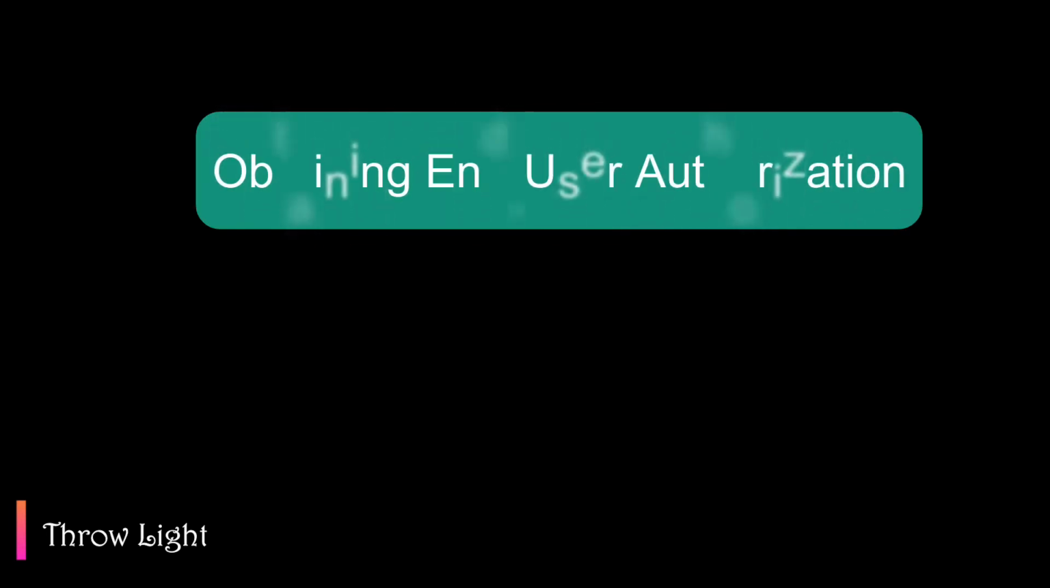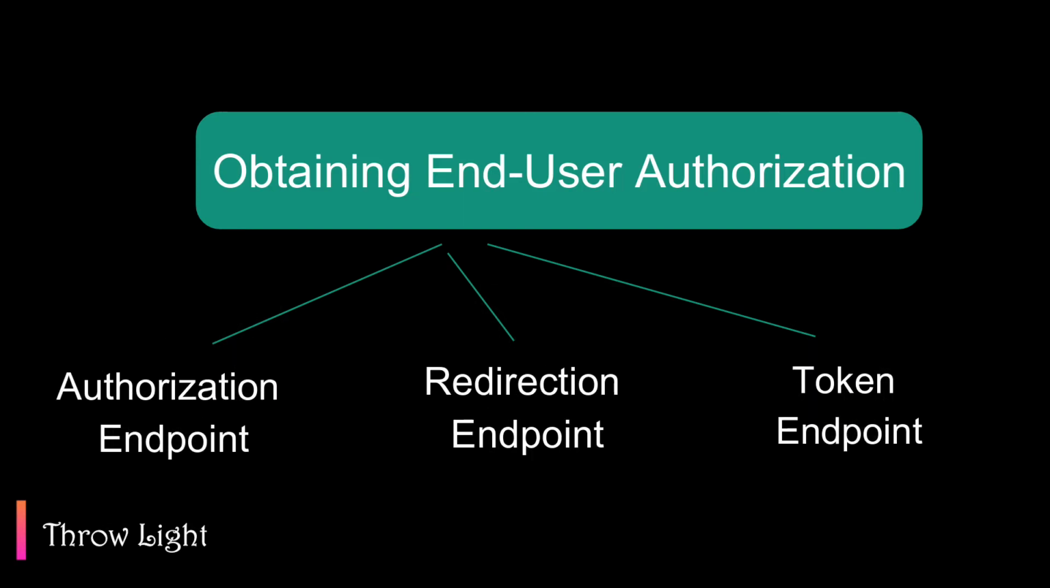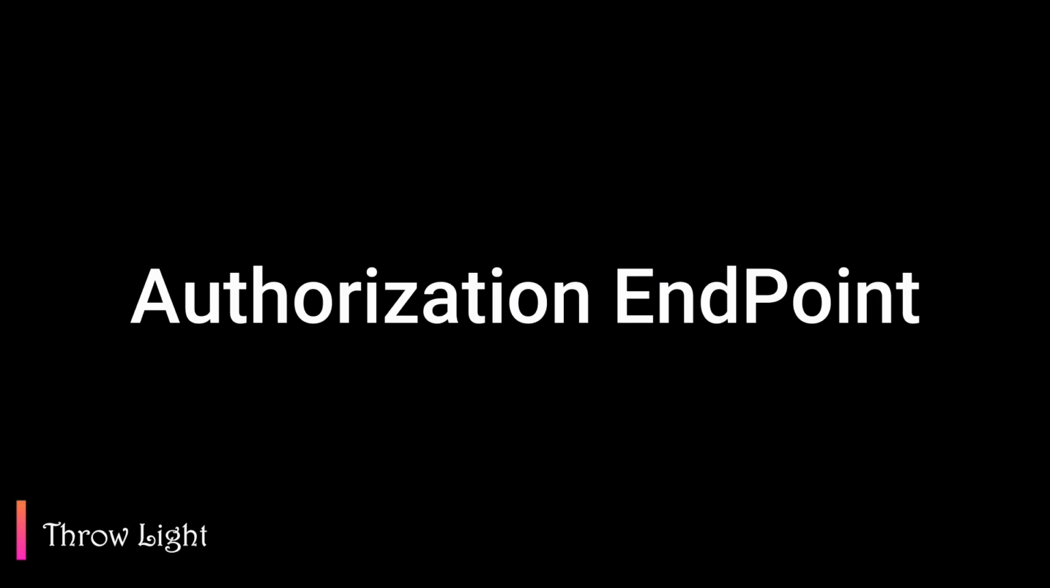Let's understand a few concepts of client credentials. Obtaining end user authorization. The authorization endpoints are the URLs which make the authentication request on the authorization server, in which the resource owner logs in and permits access to the data to the client application. The authorization endpoint can be defined in three ways: authorization endpoint, redirection endpoint, and the token endpoint. Let's understand one by one.